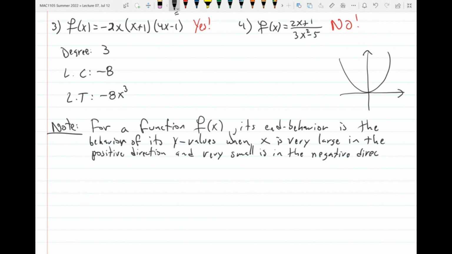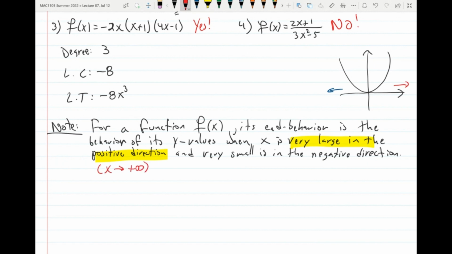In other words, when it's super negative, right? The more to the left you are, the smaller the number is in the negative direction. In other words, what happens over here and what happens when x approaches this way. The way that we write this, so very large in the positive direction, we write that by saying x, an arrow, and then positive infinity.